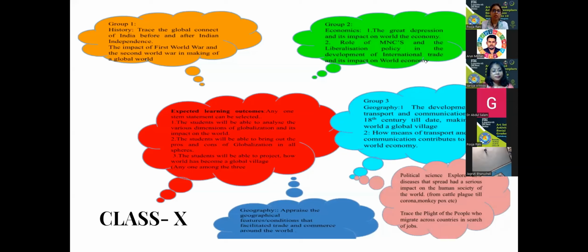When we take this topic for political science, explore how diseases that spread had a serious impact on the human society of the world. Trace the plight of the people who migrate across countries in search of jobs also. Even here we can relate the topic of COVID, like the COVID-time pandemic. We all know that migrant people suffer a lot. So we can ask them to do a case study also. They can study the lifestyle of the migrant people. They can relate the things with day-to-day life, with the news updates also. It will help them to stay updated with what is happening in the world.